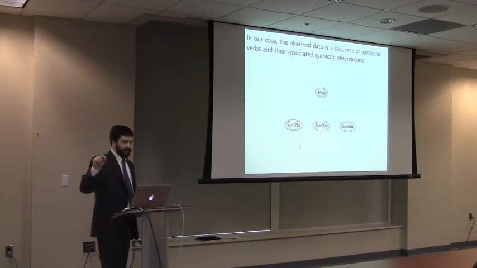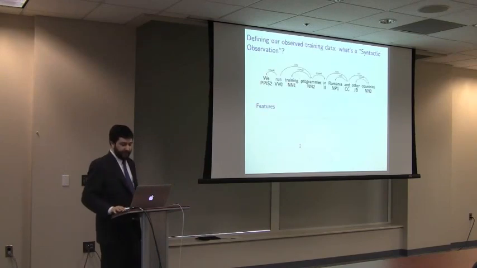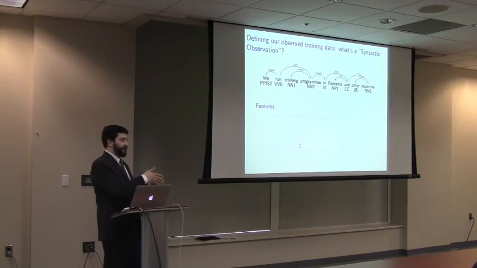Now, in our case, the observed data is going to be instances of verb and some set of syntactic observations. I call them syntactic observations. These are really arguments, what I called arguments before. Just calling them syntactic observations because we want to be a little more vague in what that actually is and experiment with different choices for how we fill that in. So we're going to fill that in, the syntactic observations, for a given verb instance.